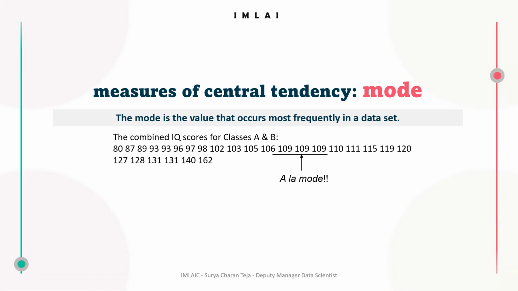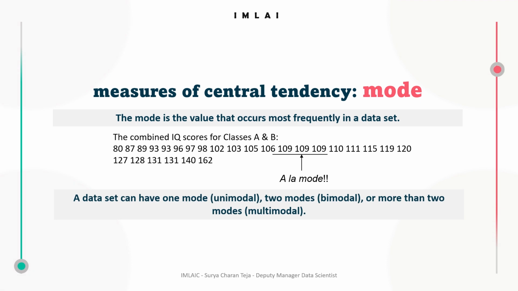By the way, it's possible to have more than one mode. A data set can have more than one mode: one mode is known as unimodal, two modes is known as bimodal, and more than two modes is known as multimodal. The mode is often used for categorical or discrete data where values are grouped into categories.